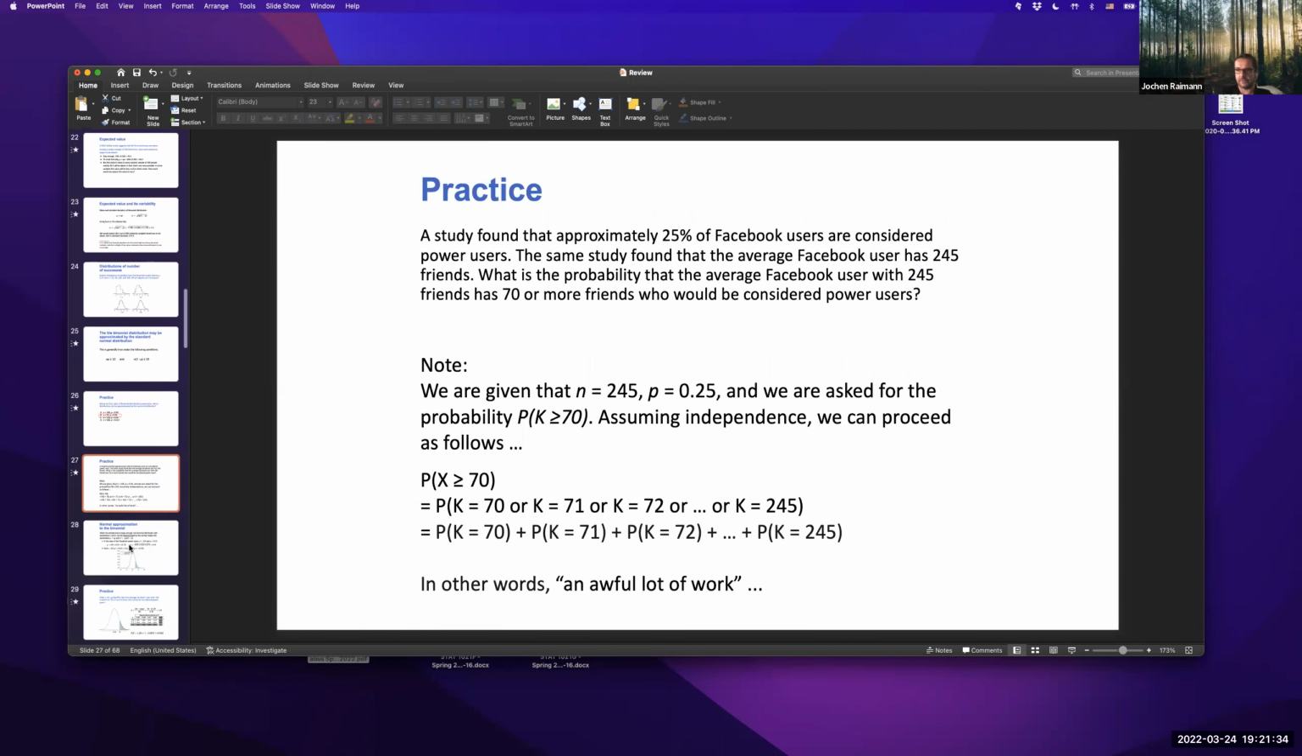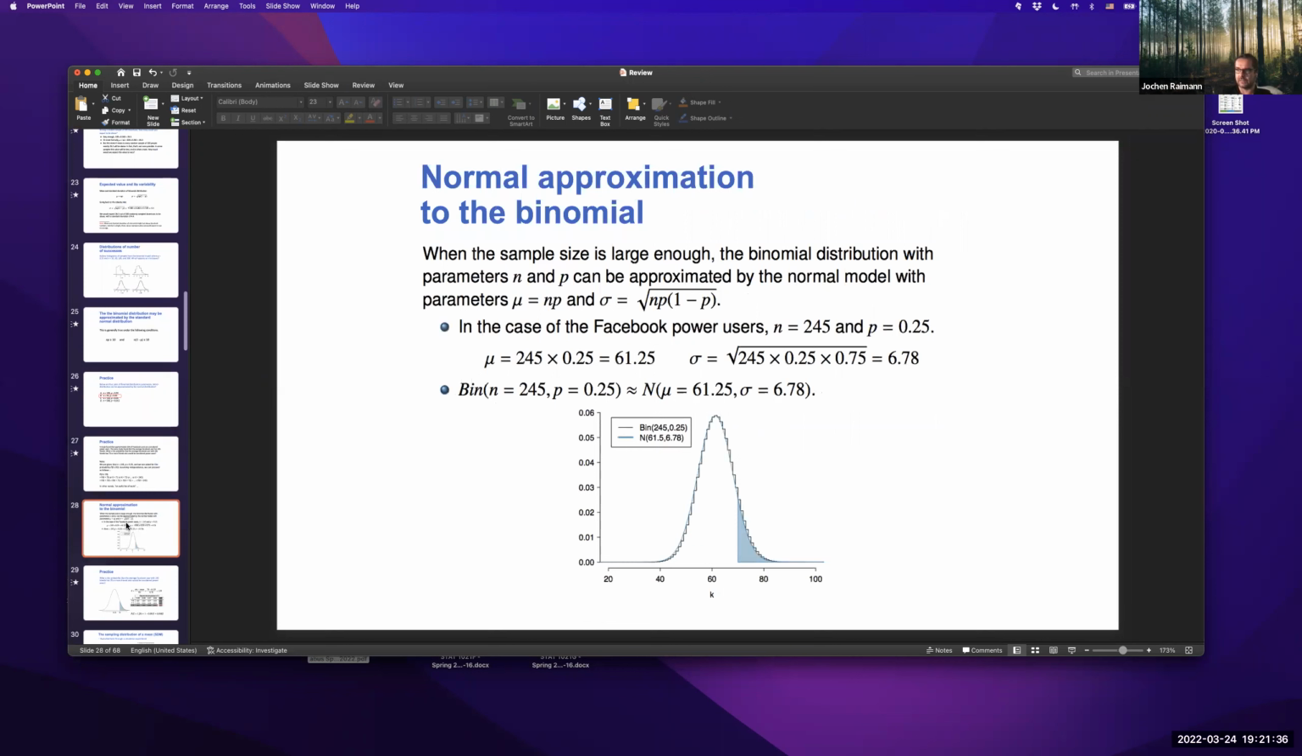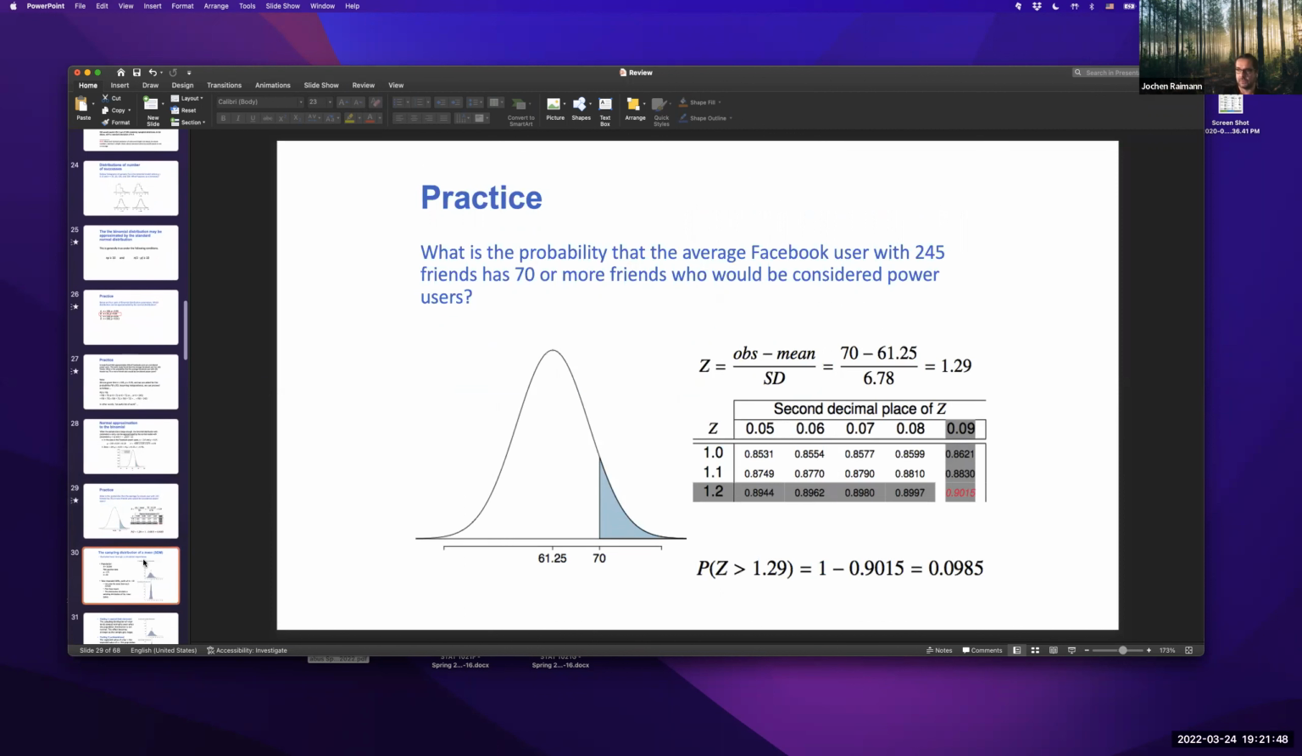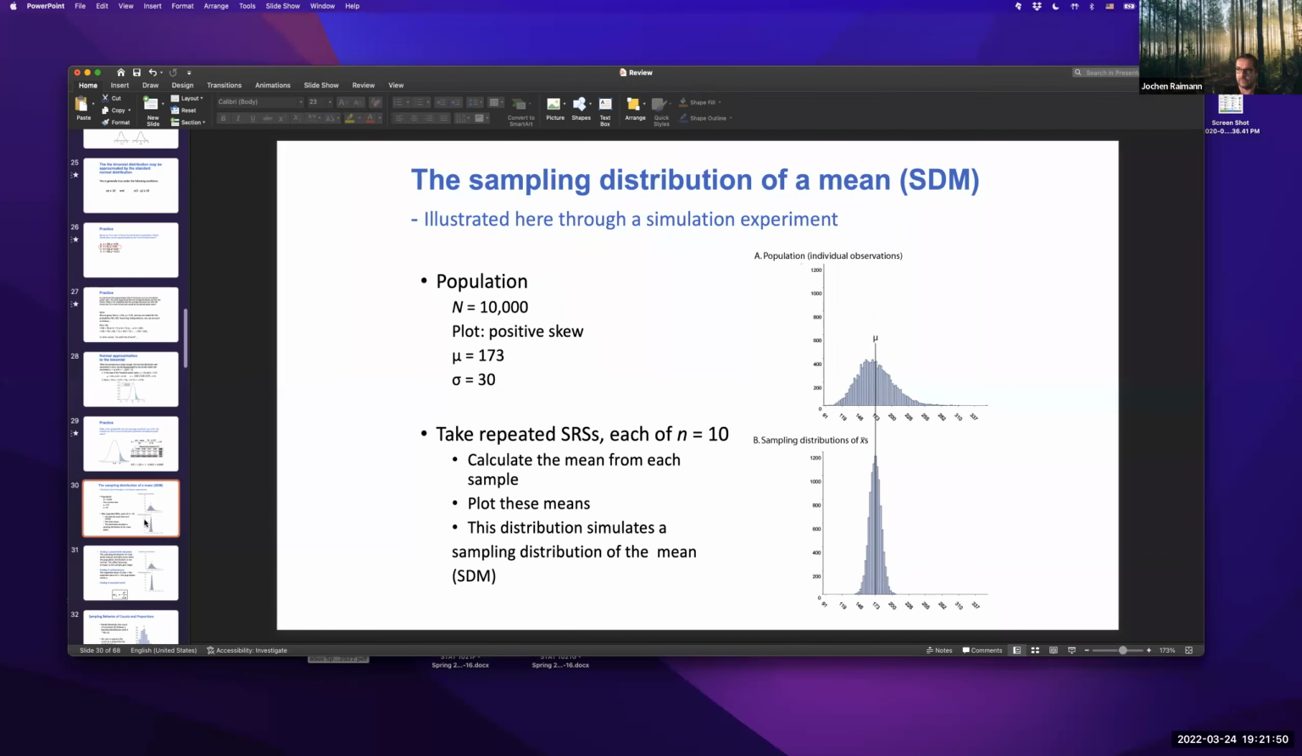So there are some examples on the review slides. Really go back to these slides and make sure that you understand these examples. Like here was the example of the Facebook power users. Make sure that you know how to calculate those.